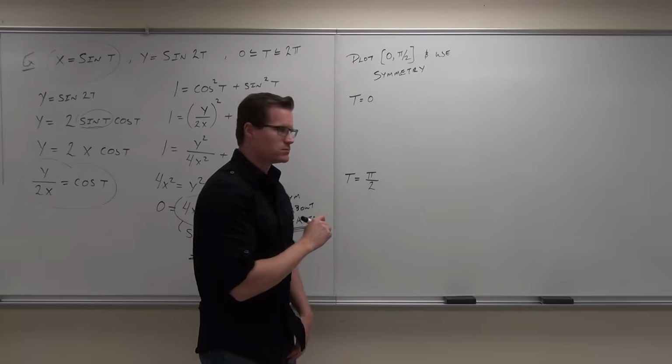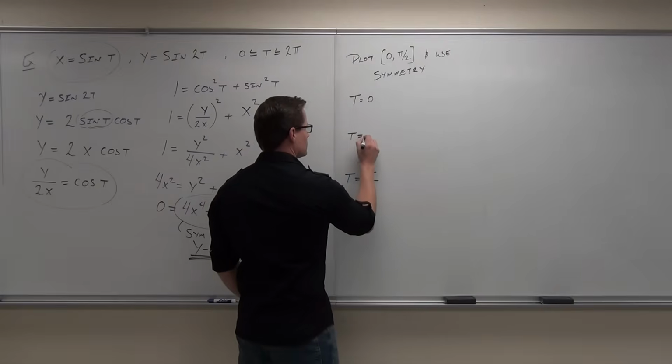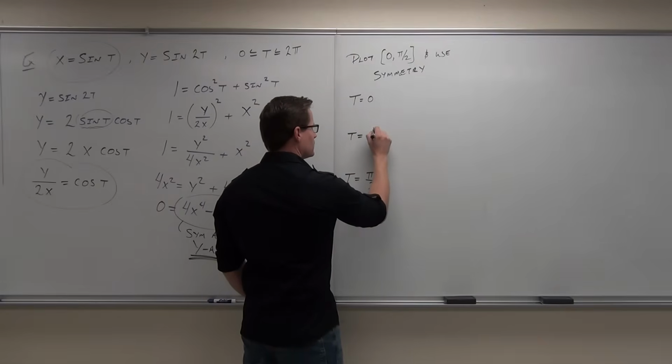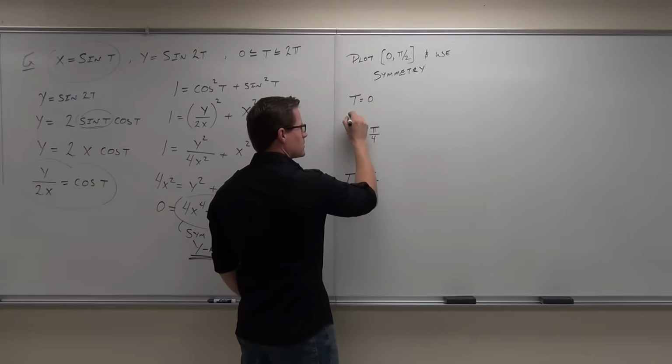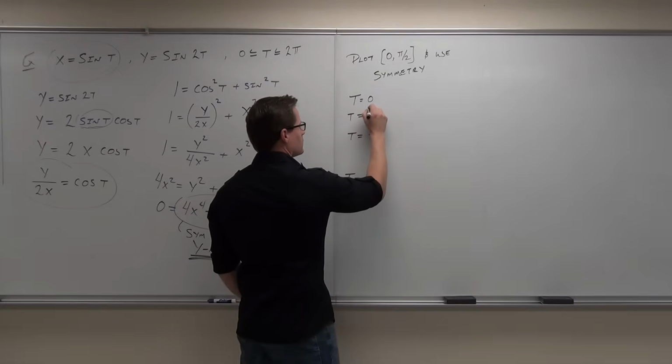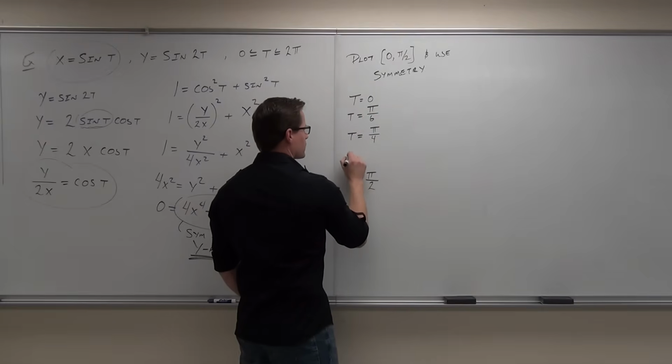Now put them in order. Pi over 6. What's in the middle? Pi over 4. What's in here? Pi over 6. Good, pi over 6 is here. And pi over 3 is here.